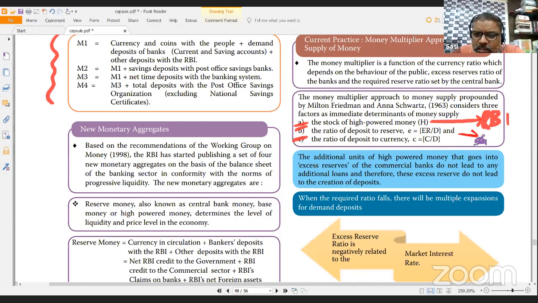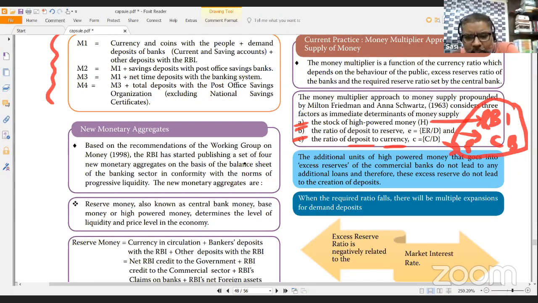and the second one is the decision of commercial banks, and the third one is the decision of the public. So all three put together will have an influence on money supply: RBI, commercial banks, and the ratio of deposit to currency. That depends upon the people's intentions. If people want to hold more cash with them, then money supply will be less. You have to understand that. Why?